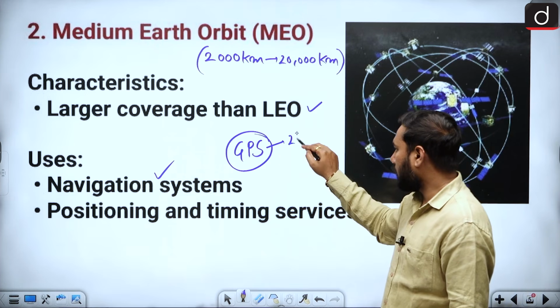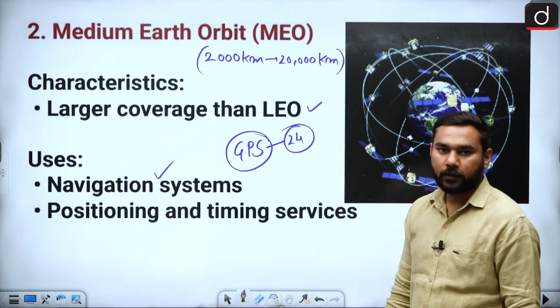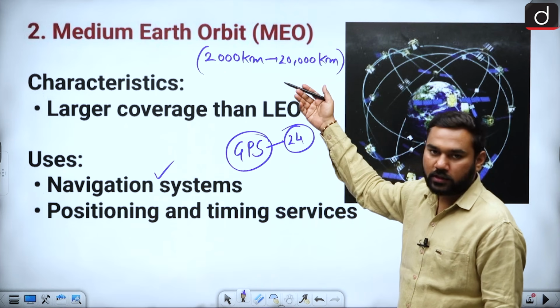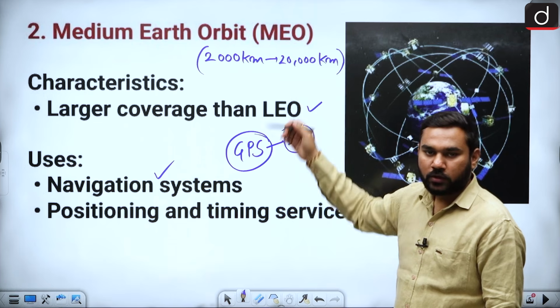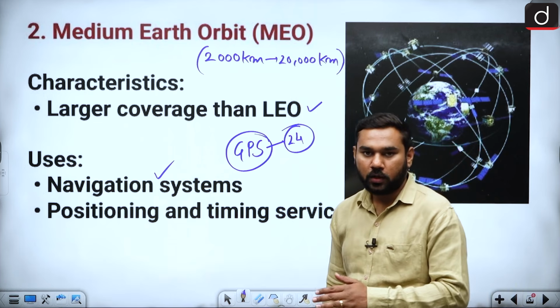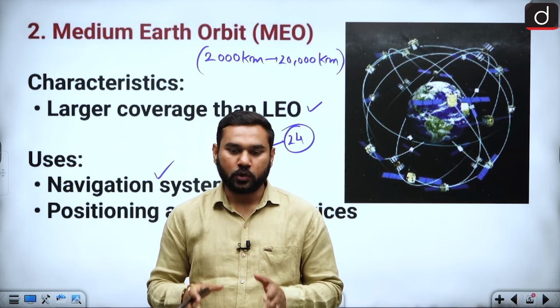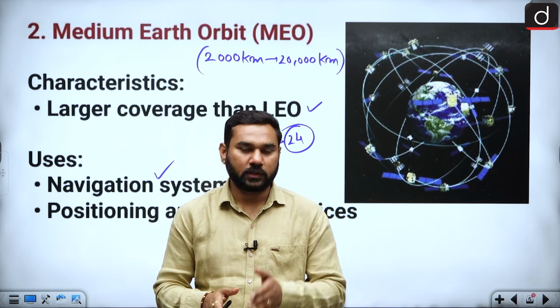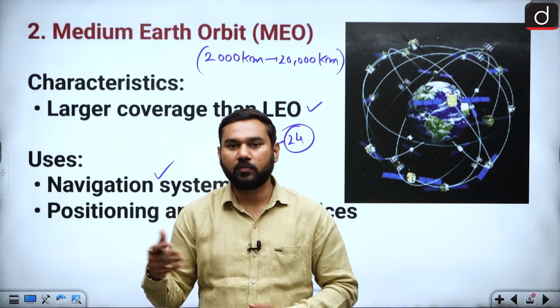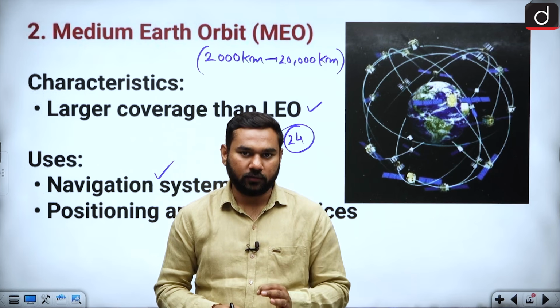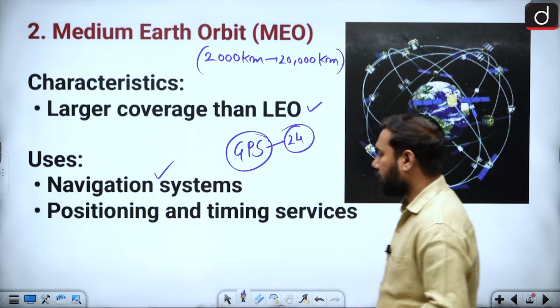Inside the GPS, we place 24 satellites at a height of around 20,000 kilometers. So this is the use of MEO. For other purposes, MEO cannot be used maximally, because for observation of Earth we use the polar orbit, or we can say the low Earth orbit. But the maximum used area for communication is the third orbit.